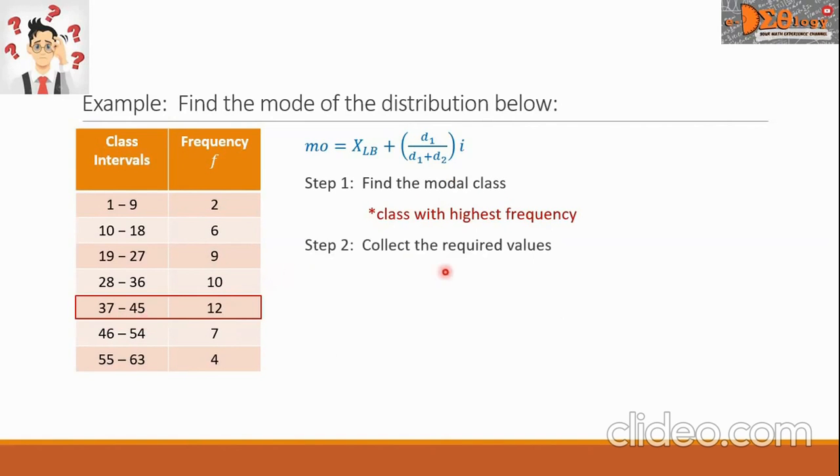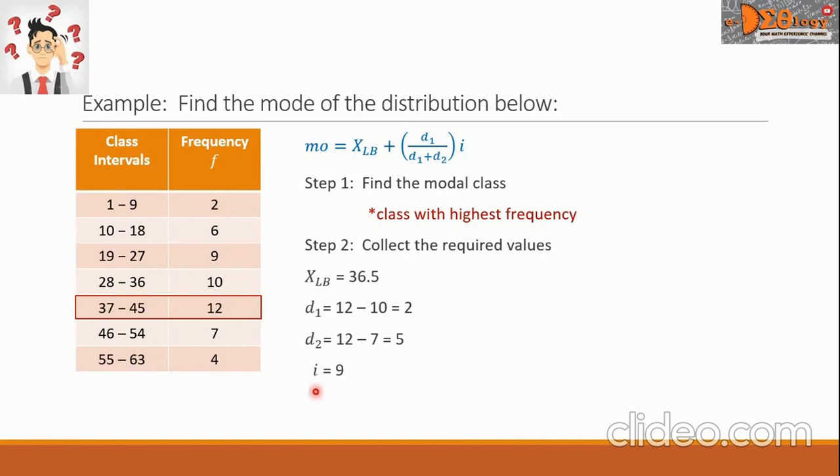For step 2, let us collect the required values. Starting with the XLB. This is the lower boundary of the modal class, and this is equal to 36.5. We got this value from the lower limit, which is 37, minus 0.5. That is why we write here 36.5. Next is the D sub 1. This is the difference of 12 and 10. So 12 minus 10 equals 2. D sub 1 equals 2. For D sub 2, this is 12 minus 7. And this is equal to 5. So D sub 2 equals 5.